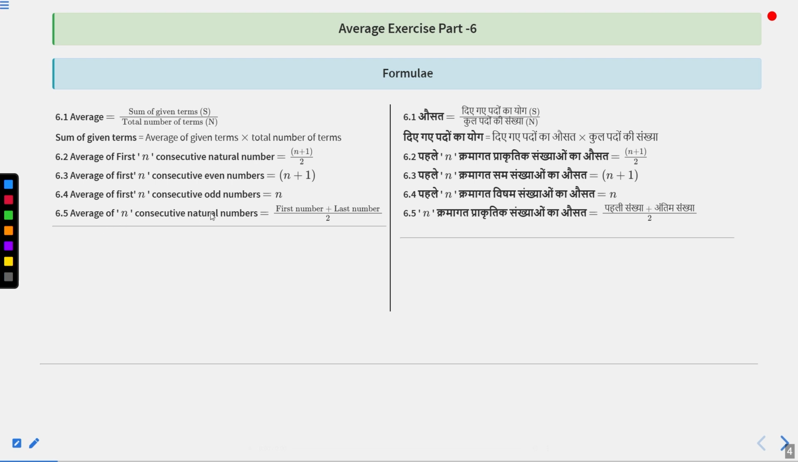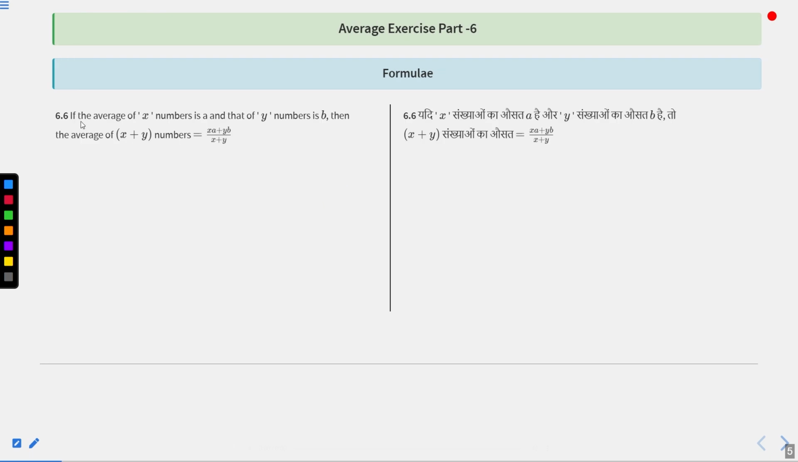Average of n consecutive natural numbers is first number plus last number by 2. Next, some other formulas. If the average of x numbers is a and that of y numbers is b, then the average of x plus y numbers is (xa plus yb) upon (x plus y).